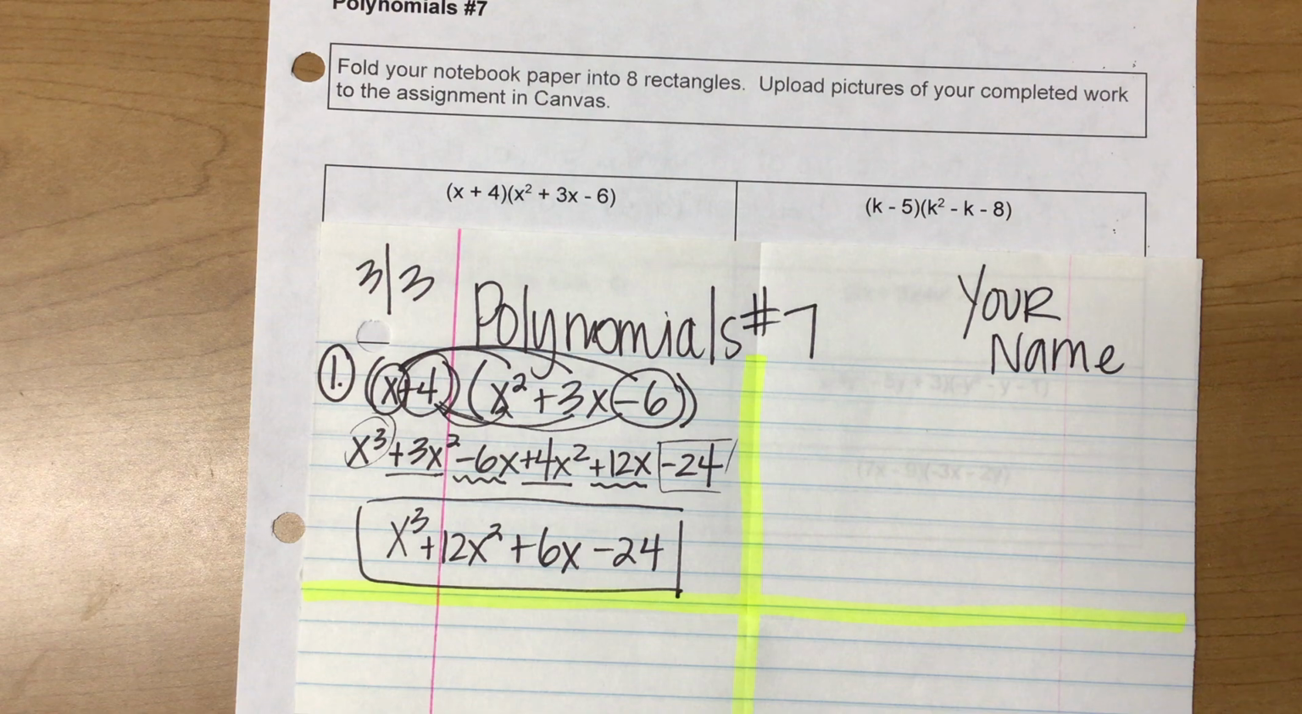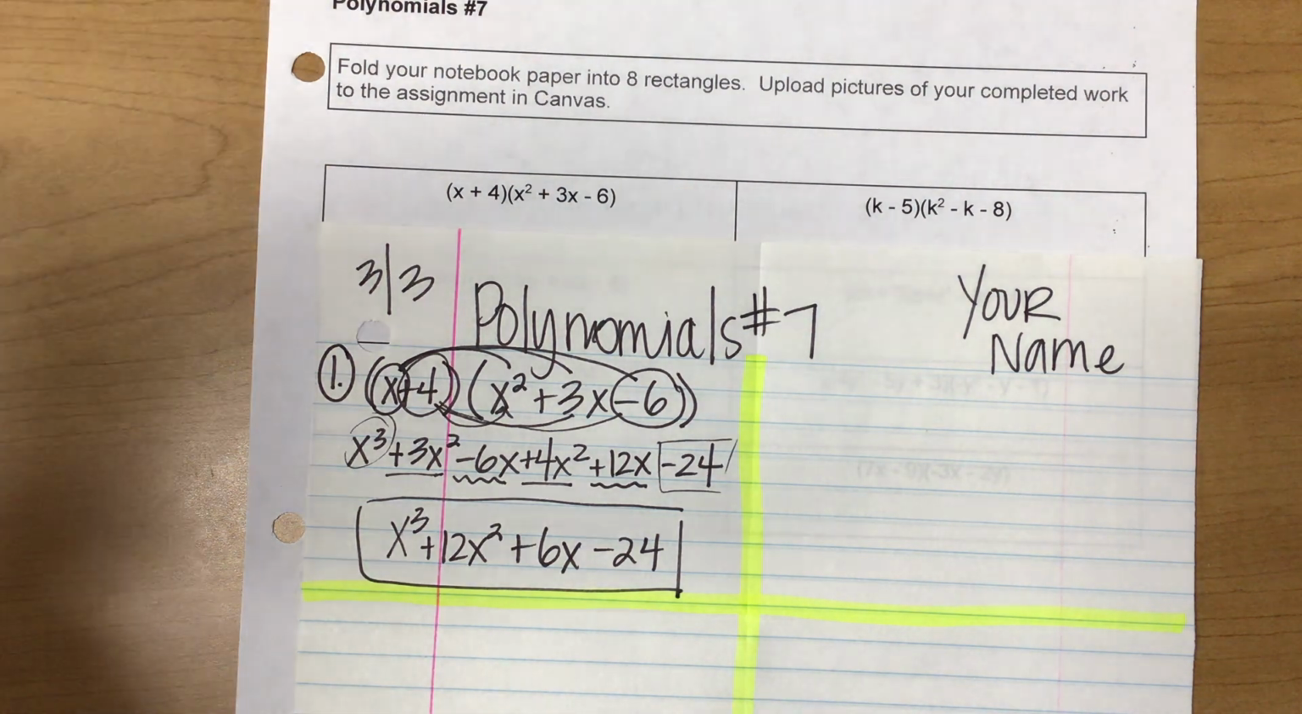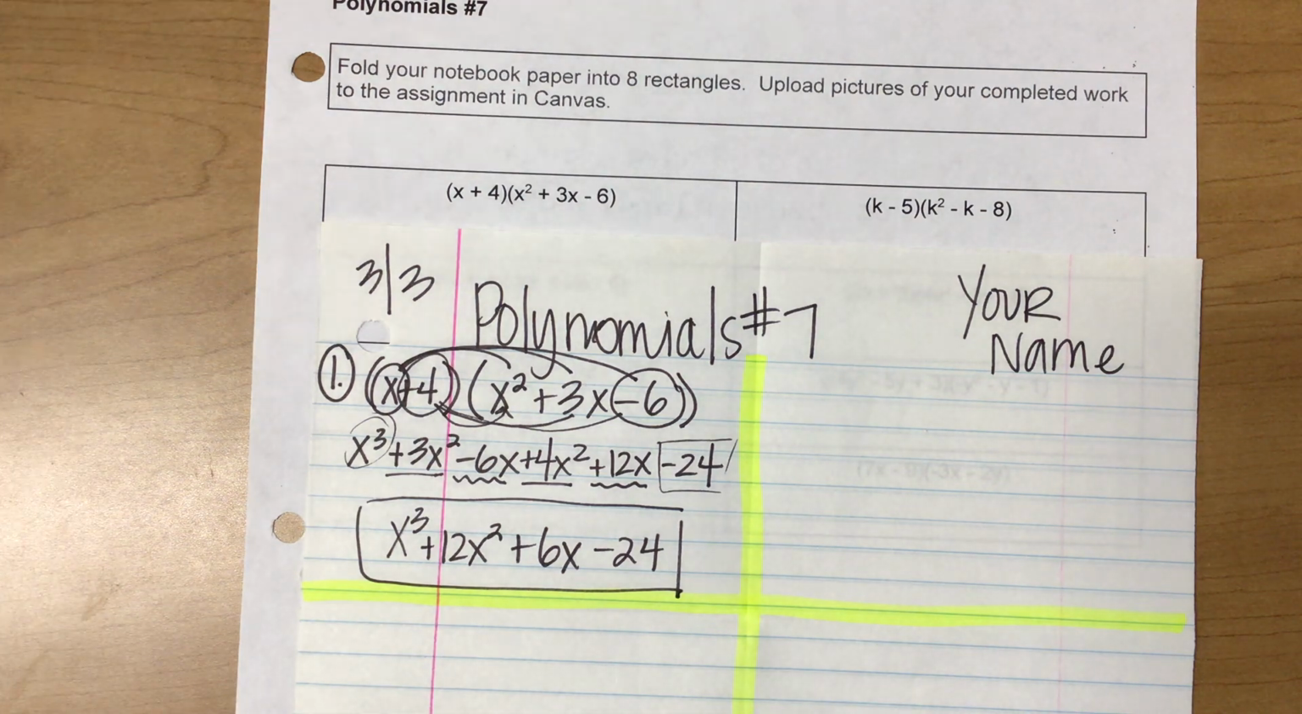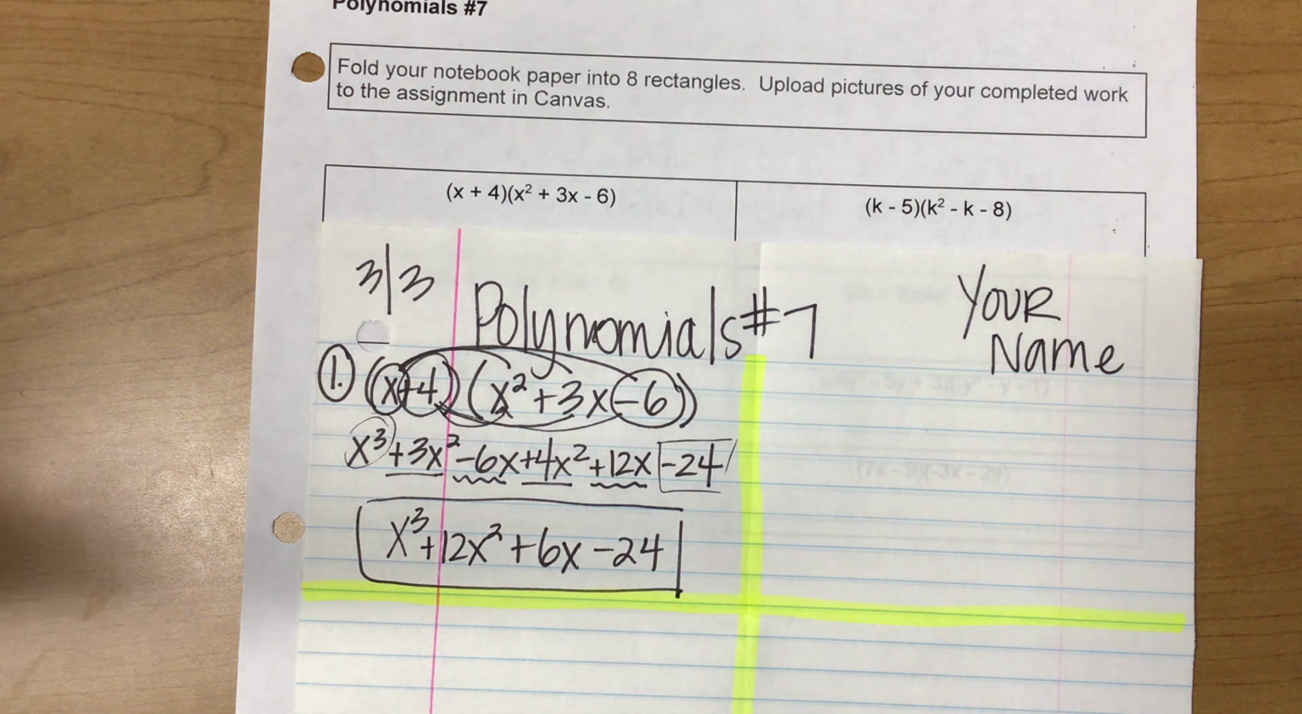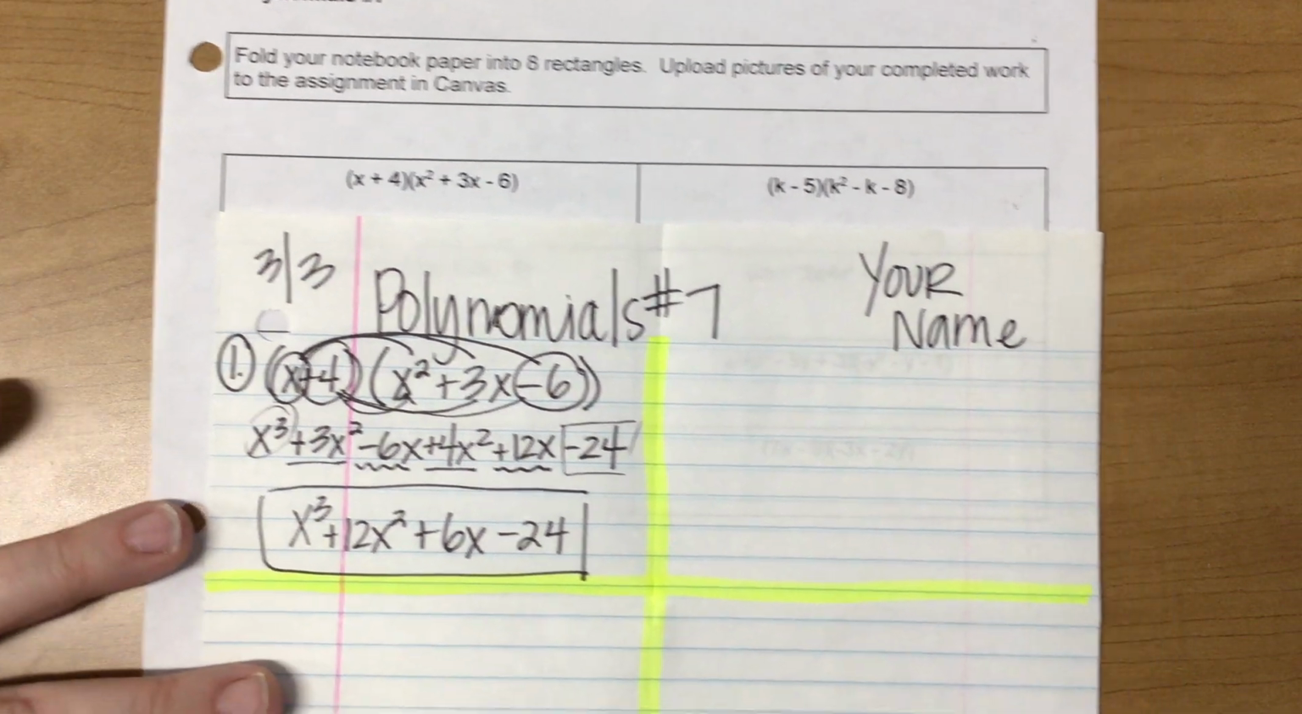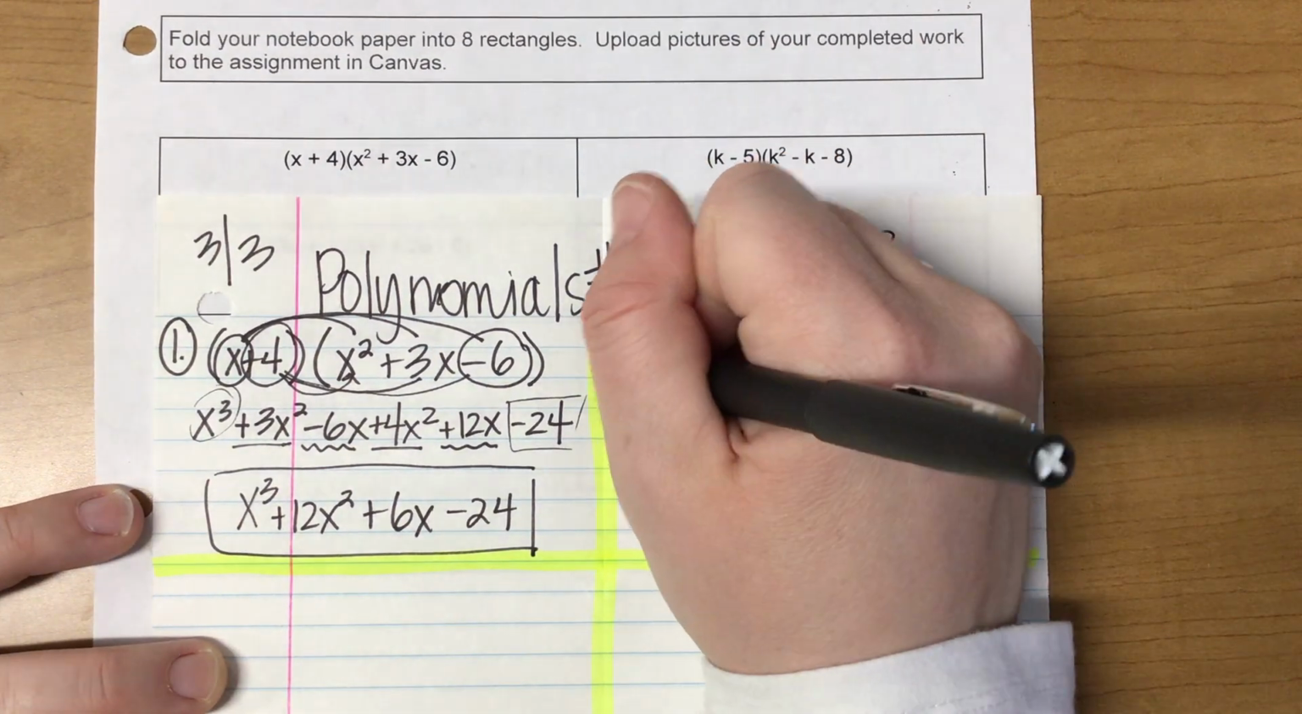So that's one way of doing it. You just write it all down. We can't say FOIL, first, outside, inside, last, because we have to do more than 4 steps. Another organizational strategy.